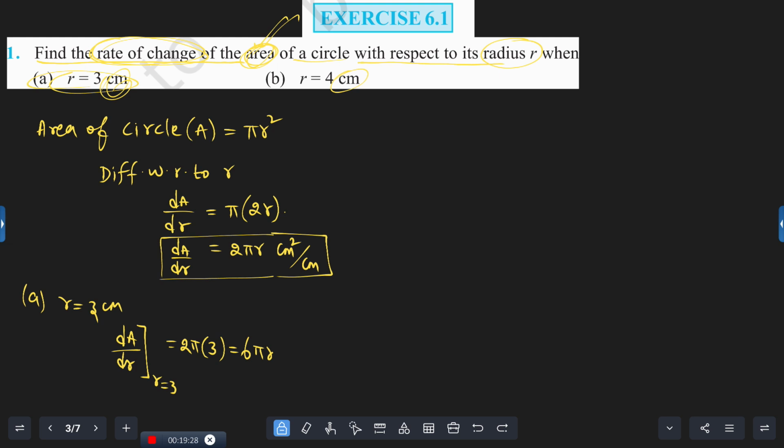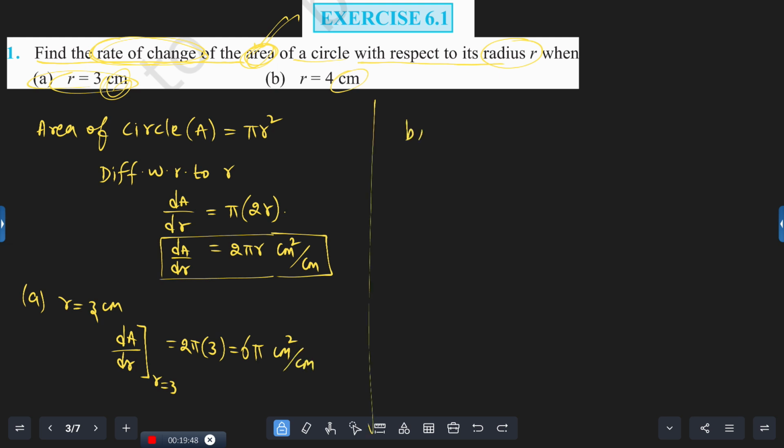Speed, now we will be mentioning kilometer per hour, right? Like that here, area we have in centimeter square per centimeter. That's it. Like that here, the r value we have mentioned now: 2 threes are 6 pi centimeter square per centimeter. That's it. This is the answer for A.